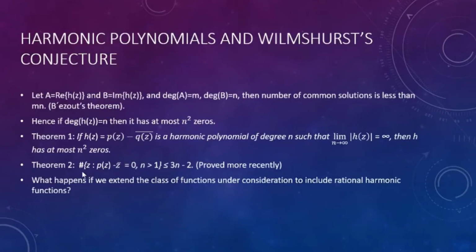So yeah, and one more, Theorem 2, which was a conjecture until very recently. It says that the number of z which satisfies the equation p of z minus z bar equal to 0, where n, the degree of p of z, is greater than 1, is always less than 3n minus 2. Due to the complexity of the proof of this theorem, it's not so easy to go through the proof and tell you how this upper bound is attained. So we'll skip that a little and move ahead.